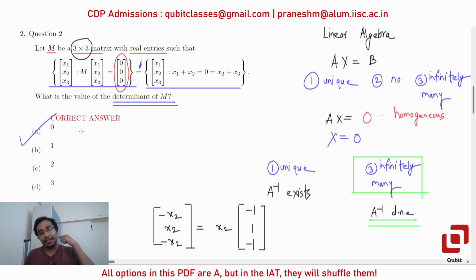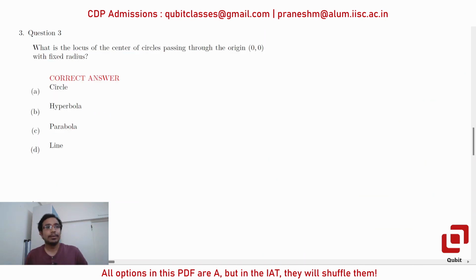Again, I'm telling you all these questions have option A as their right options, but it's only for the PDF's sake, which is available on the website. In the actual exam they will shuffle the options. Question 2, option A. Question 3.